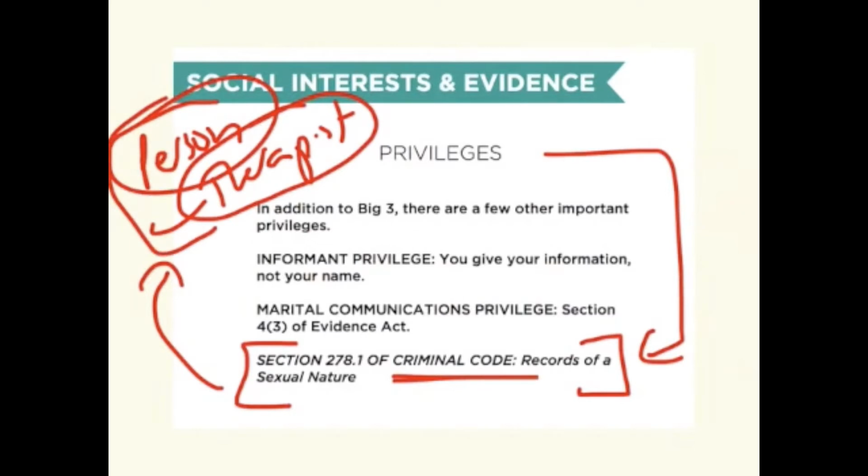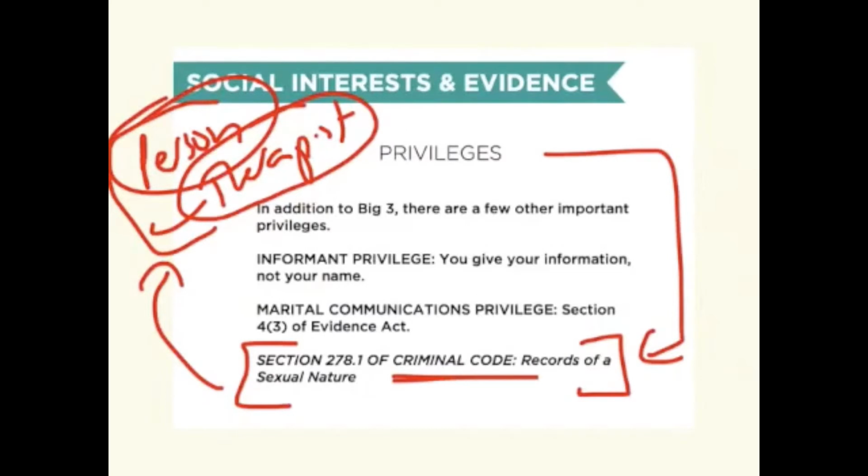The accused in a sexual assault trial historically always wanted to get that information to see whether there were any statements that were contradictory to what the witness might be saying on the stand. And as a result, Parliament enacted Section 278.1 of the Criminal Code, and it has a very detailed regime which is all designed to do one thing: make it harder to access this information.